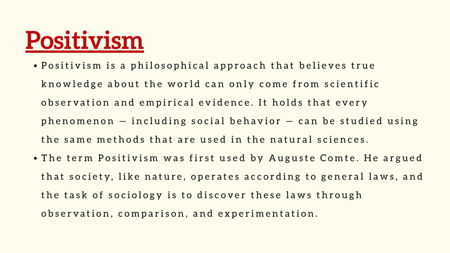The term positivism was first introduced by Auguste Comte. He believed that just as nature follows scientific laws, society also operates according to general social laws. The job of sociology, according to Comte, was to discover these laws through systematic observation, comparison, and experimentation, just like scientists do in natural sciences.